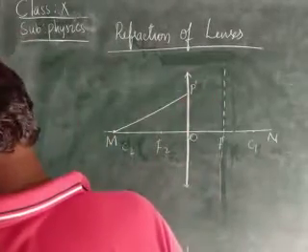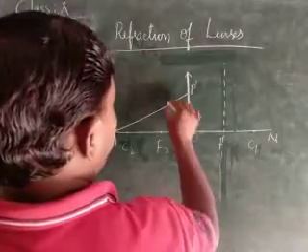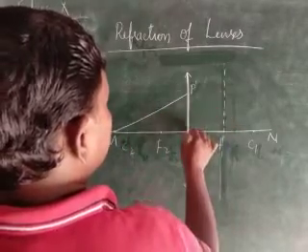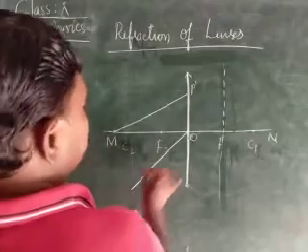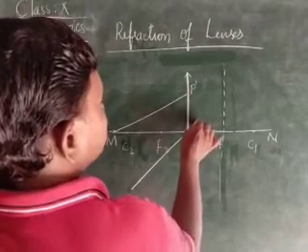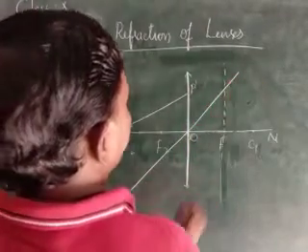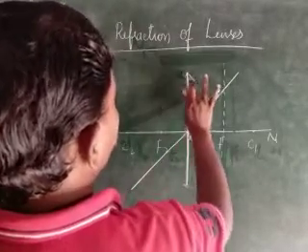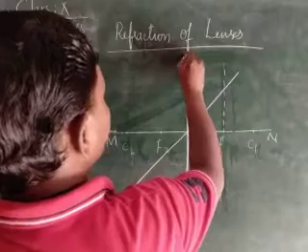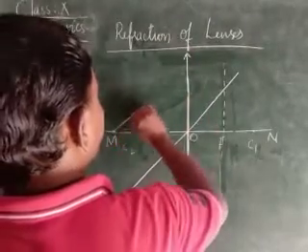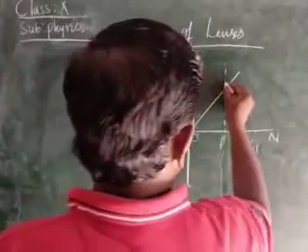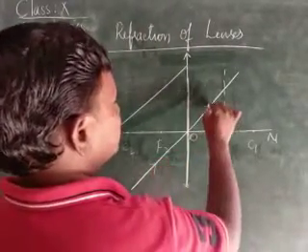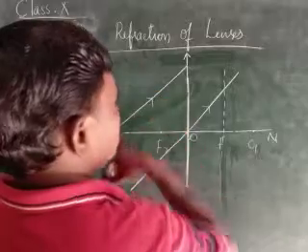Now draw a line parallel to this light ray, such that it passes through the optic center. Therefore, when a light ray passes through the optic center, it is undeviated.